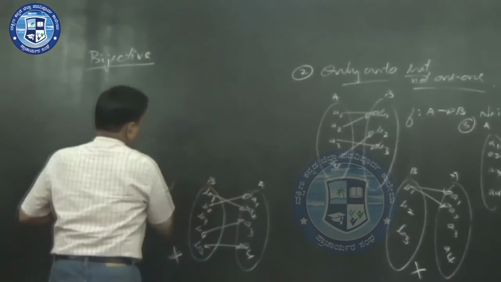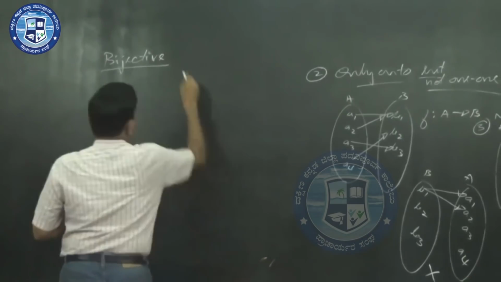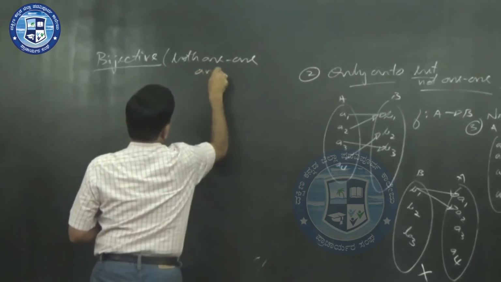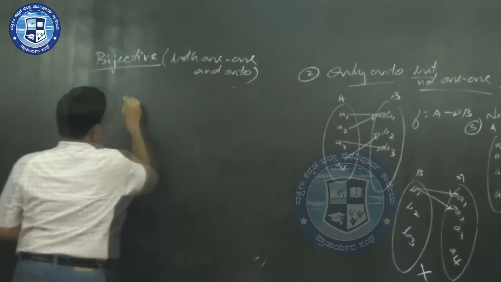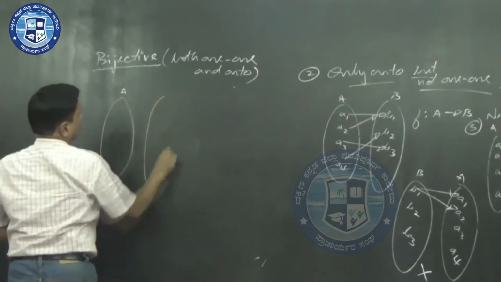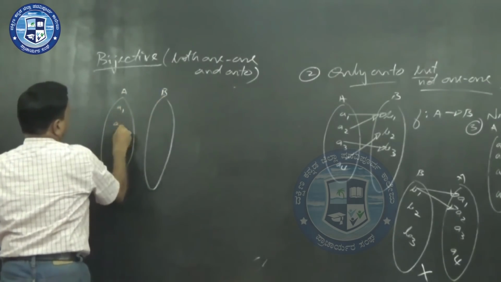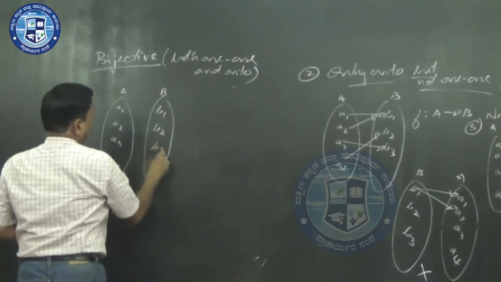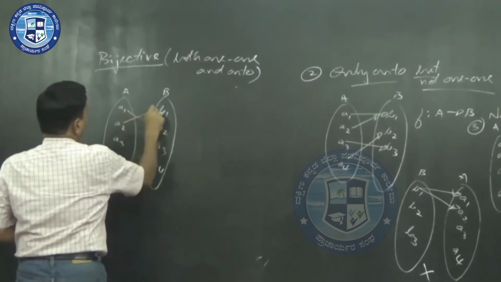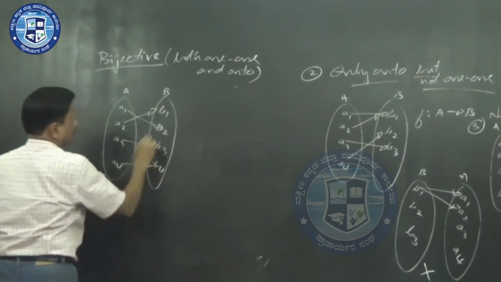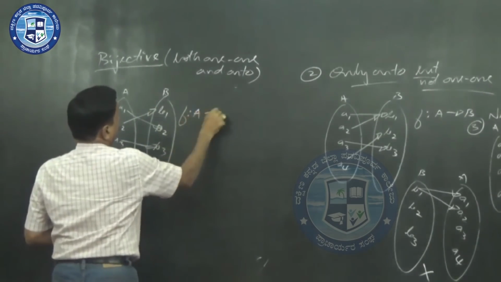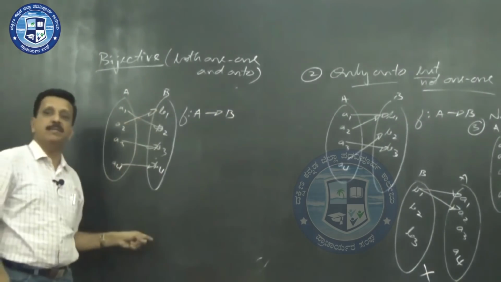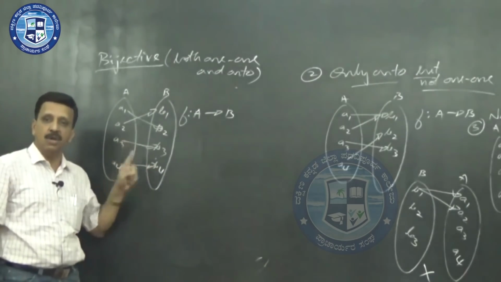Fourth case, bijective function, which is both 1-1 and onto. Okay, look at this. This is set A, this is set B, A1, A2, A3, A4, B1, B2, B3, B4. A1 to B2, A2 to B1, A3 to, like this. This is a function, you know. And this is 1-1 because there is no convergence. This is onto because no element of set B is left out. It is both 1-1 as well as onto.